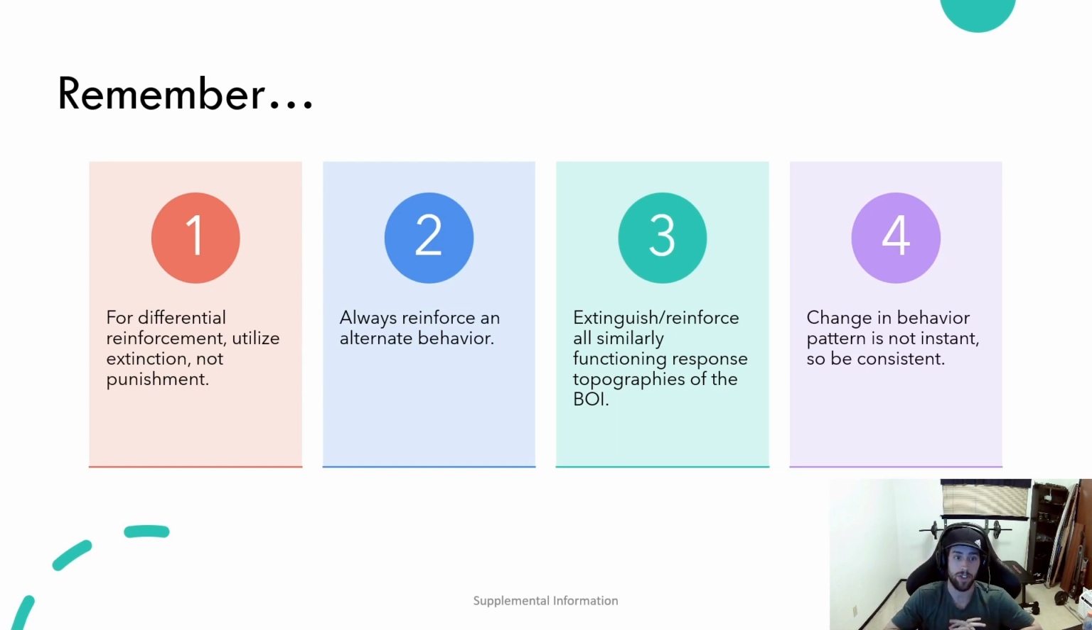So just like the previous example and non-example, you want to make sure you're utilizing extinction and not punishment. You also want to make sure you're reinforcing an alternate behavior so another one doesn't take its place. Next, you want to extinguish all response topographies of the behavior and reinforce all response topographies. And then lastly, be consistent and continuously do so, because the change in behavior is not going to happen instantly.